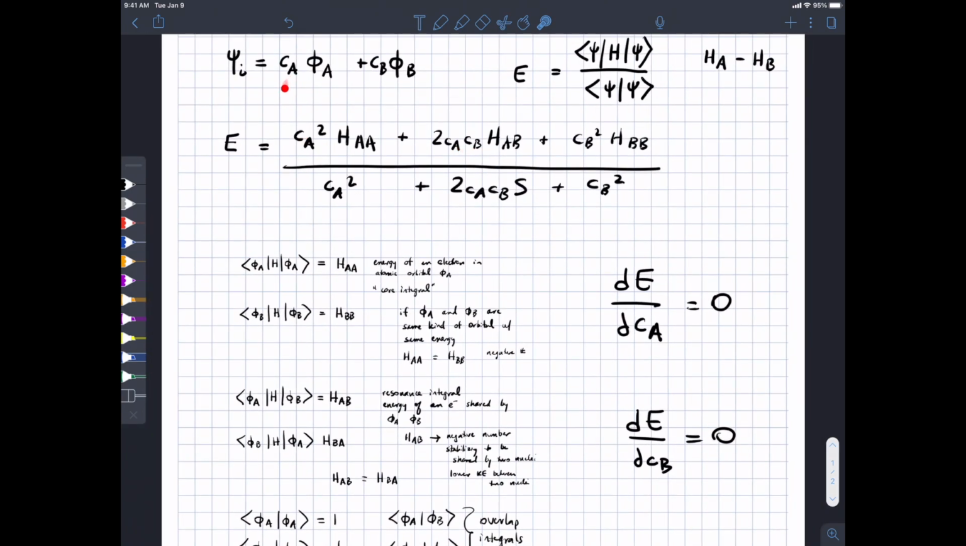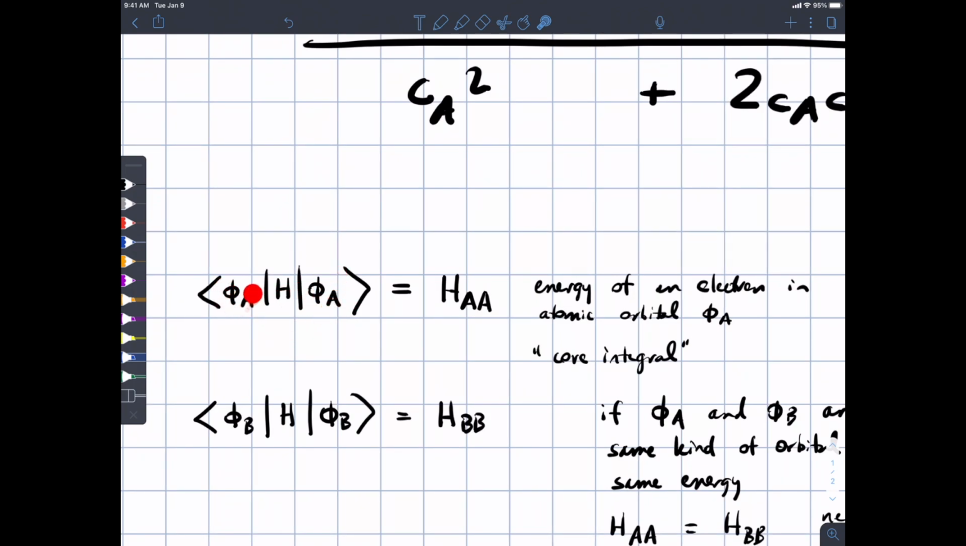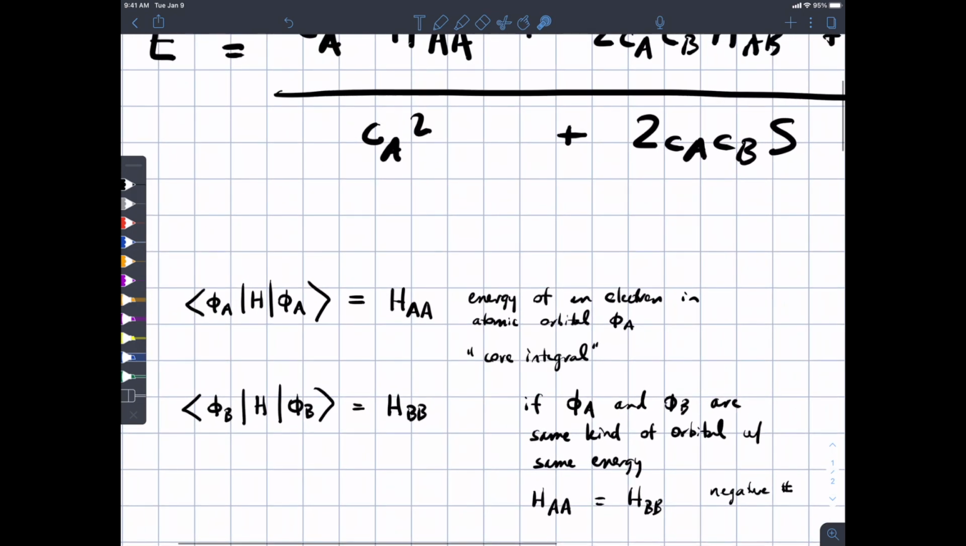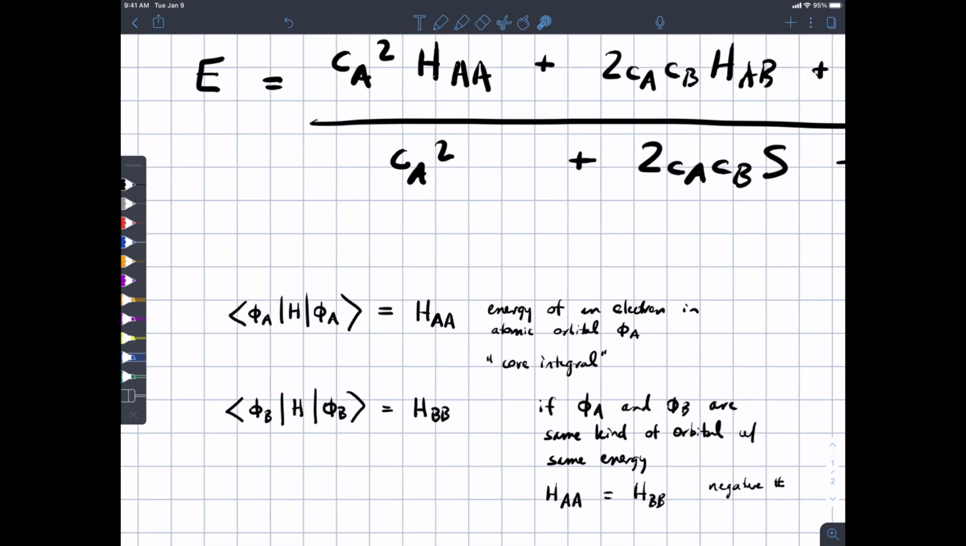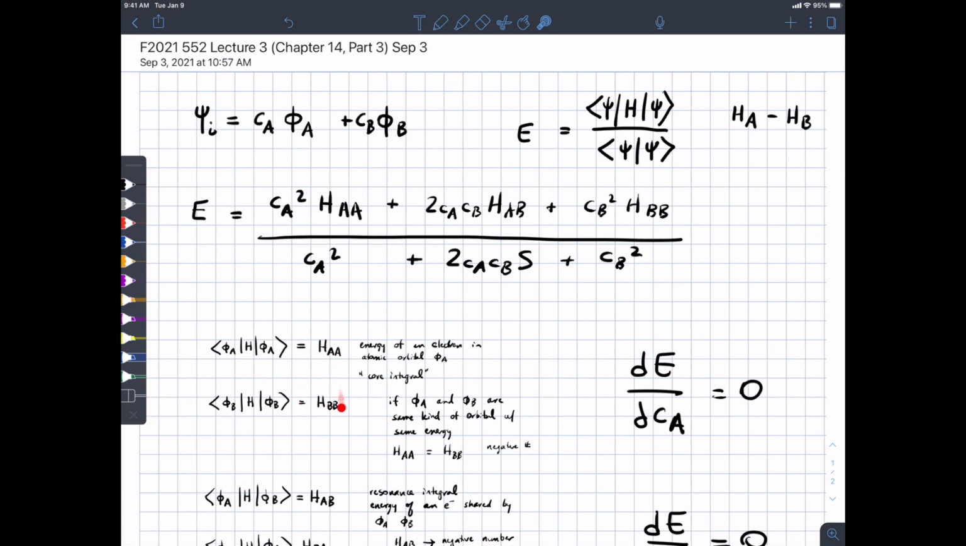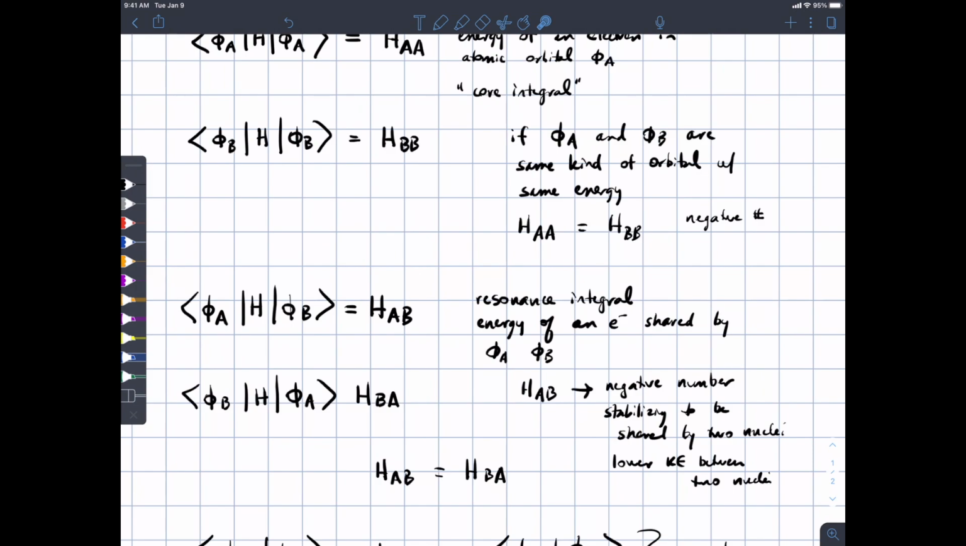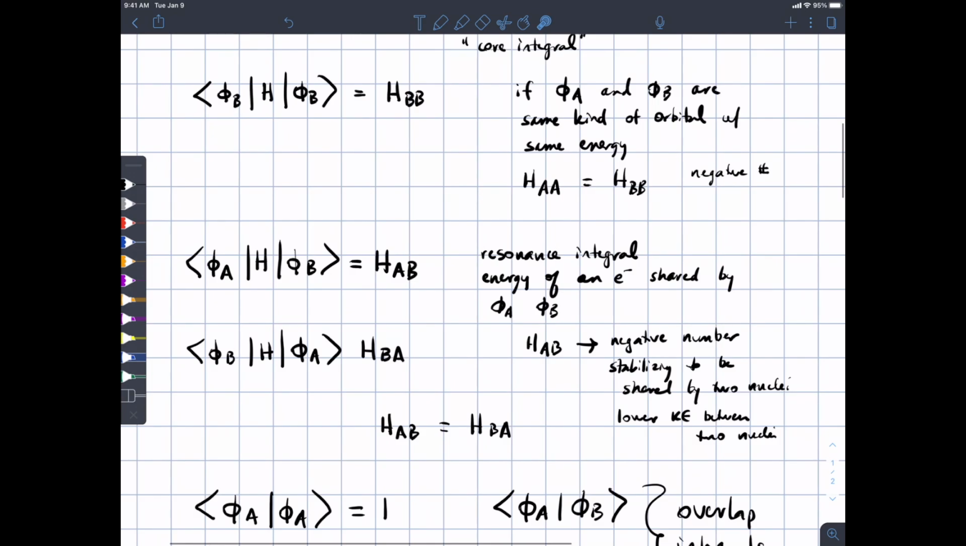CA and CB are just the coefficients from here. HAA is what's called the core integral. This is the Hamiltonian applied to phi A multiplied by the complex conjugate of phi A, and it gives you the energy of an electron in an atomic orbital that's not involved in bonding. Because A and B are both hydrogen, HAA and HBB are identical to each other. The HAB term and the HBA term are also identical to each other, but these reflect the energy of an electron shared between A and B. Interestingly, that's what happens when you apply the Hamiltonian to phi B and then multiply it by A and integrate. And that's called a resonance integral, with the idea of sharing an electron between two nuclei.